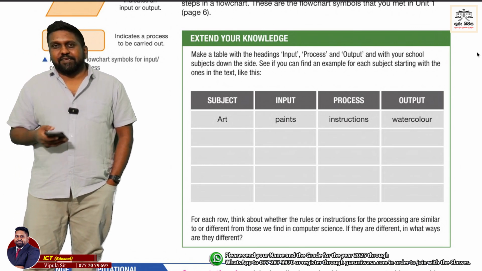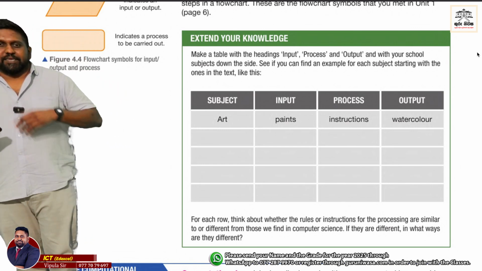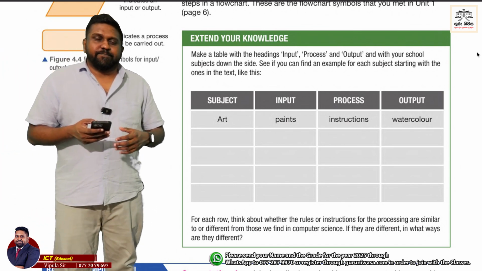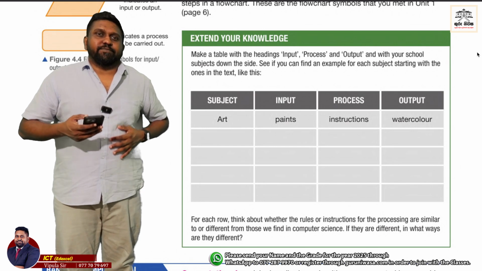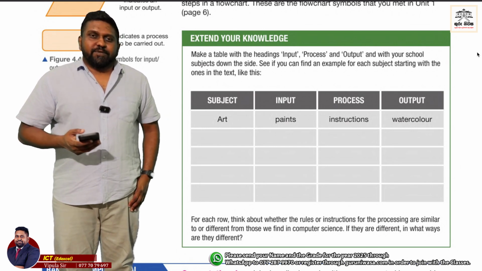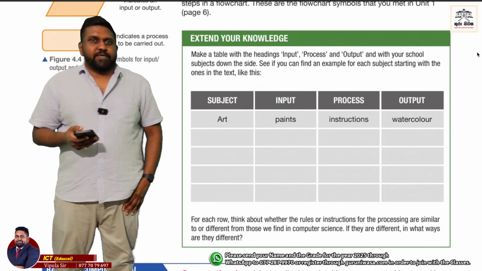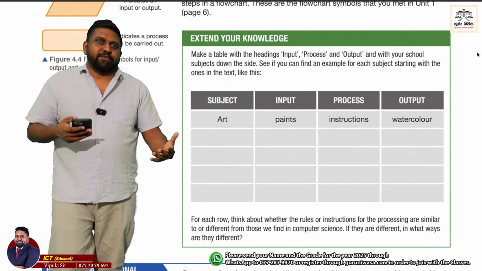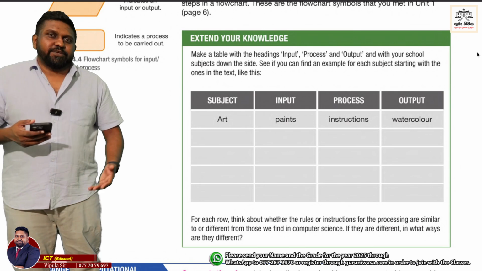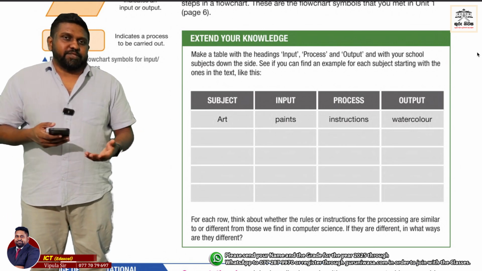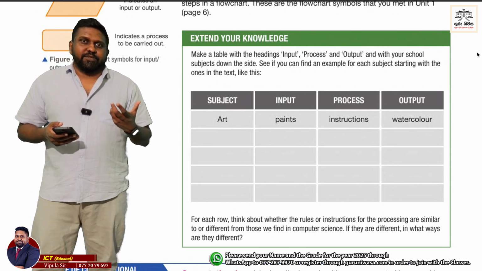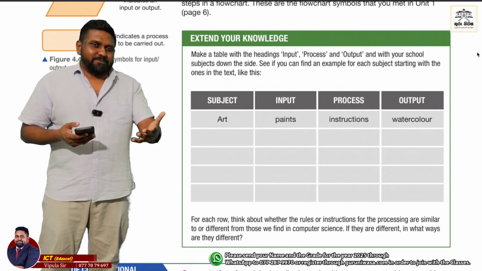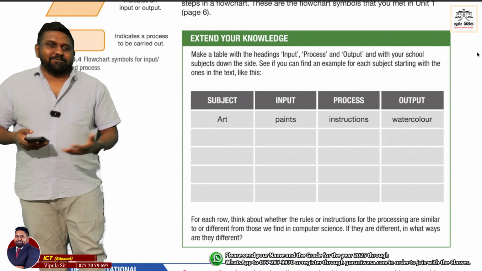Okay, let's make it simplified. Let's think about it in a different way. Take music, a specific instrument. The input would be the playing of the instrument. Let's say it is an organ: you play the organ, and the process would be the organ processing the notes you enter, and the output would be sound or the music.